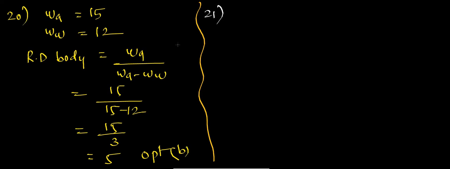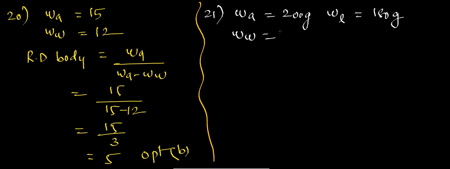A body weighs 200 grams in air, 180 grams in liquid, and 175 grams in water. The density of the material of the body. So weight in air is 200 grams, weight in liquid 180 grams, and weight in water 175. Are they asking for relative density or density? Density. So it will have units, okay? And they are asking density for the body.